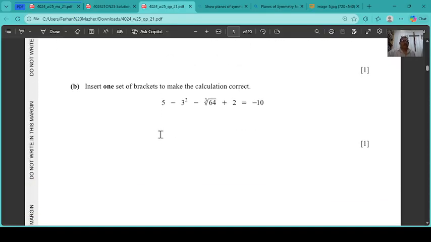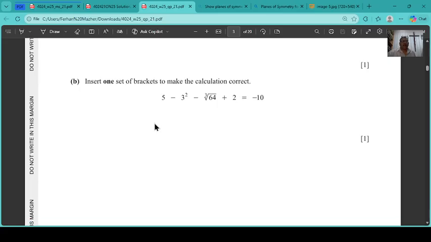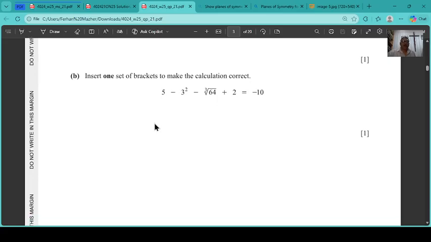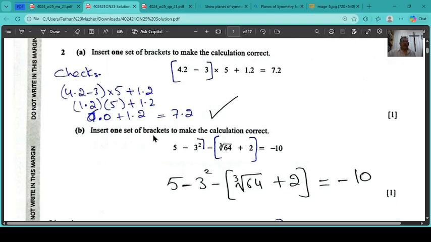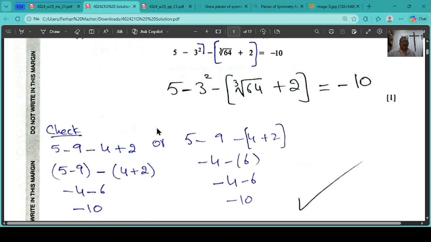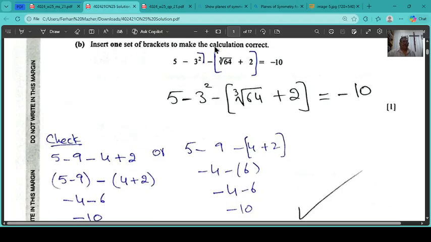Now it says insert one set of brackets to make the calculation correct. It's a 1 mark question, and a little bit tricky. 5 minus 3 squared minus the cube root of 64 plus 2, and the answer should be minus 10. Here I have written it again: 5 minus 3 squared minus, then you put a bracket here, the cube root of 64 plus 2, bracket closed. This will equal minus 10.